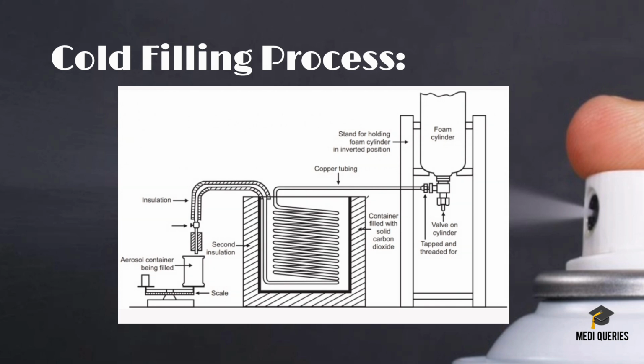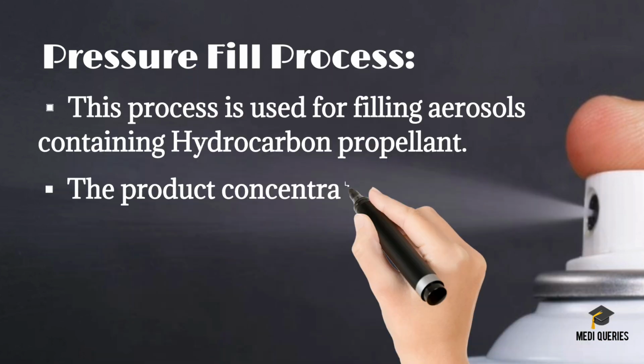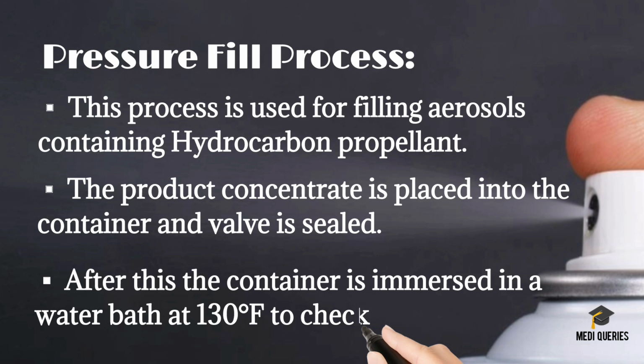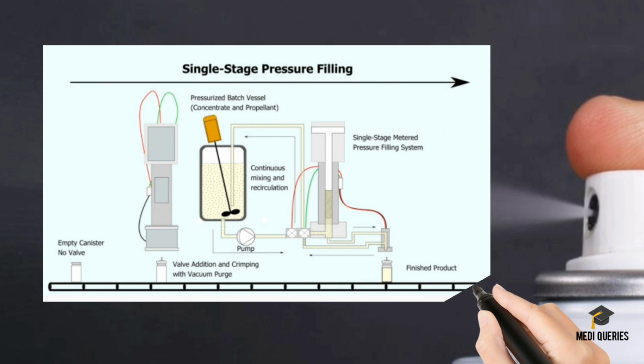And next one is the pressure fill process. This process is used for filling aerosol containers containing hydrocarbon propellants. The product concentrate is placed into the container and the valve is sealed. The propellant is then forced through the valve under pressure. After this, the container is immersed in a water bath at 130 degrees Fahrenheit in order to check any leakage and the strength of the container. It is essential that the air present in the container be expelled before filling the content into the aerosol container. Okay, this is the pressure filling method.